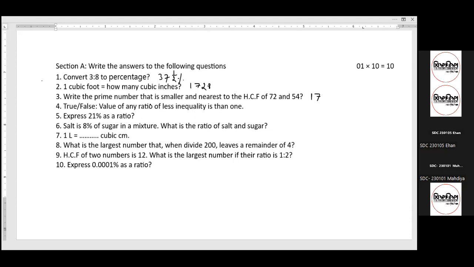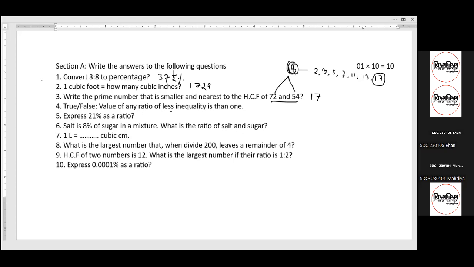Write the prime number that is smaller and nearest to the HCF of 72 and 54. So the HCF is 18 and less than 18. There are actually few prime numbers: 2, 3, 5, 7, 11, 13, and 17. But 17 is the nearest to 18. So that's why the answer is 17.